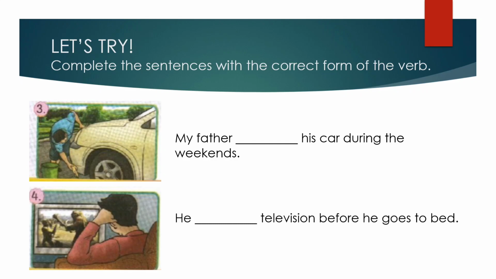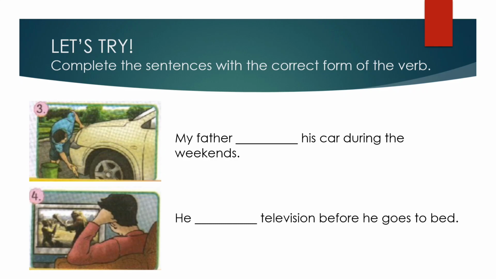Number 3. My father washes the car during the weekends. My father, as you can see here in the picture, is only one person, and we can use the subject pronoun he. So what happened to the verb? Yes, we need to add s, es, or ies.